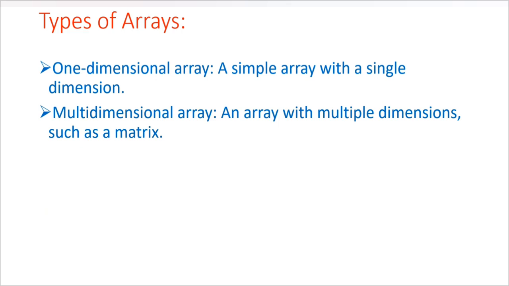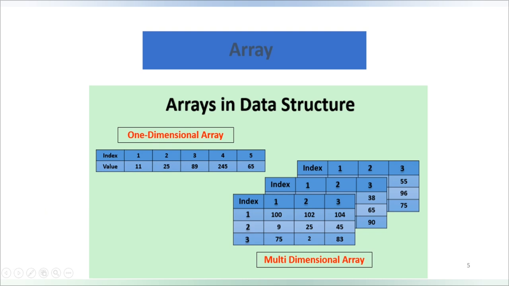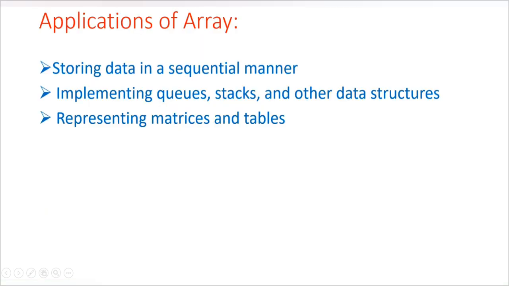Also, there are two types of array. One is the one-dimensional array. The other one is the two-dimensional array. An array with a single dimension like A[10] is a single dimensional array. A multi-dimensional array is an example of a matrix. This is how an array should look. This is a one-dimensional array. This is a multi-dimensional array.